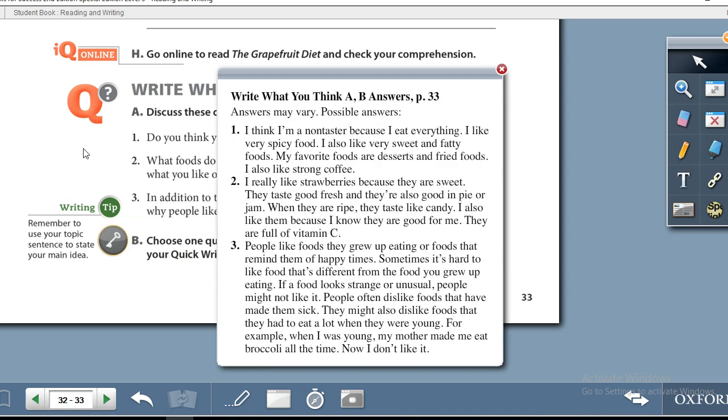right? So as you can see, this is how the answers can vary, right? It says write what you think, A, B, right? So it says answers may vary. Possible answers: number one, I think I'm a non-taster because I eat everything. I like very spicy food. I also like very sweet and fatty foods. My favorite foods are desserts and fried foods. I also like strong coffee. Now, whoever wrote this, it is their opinion.